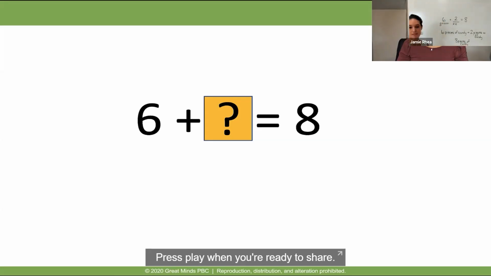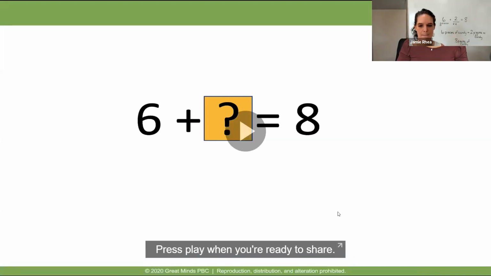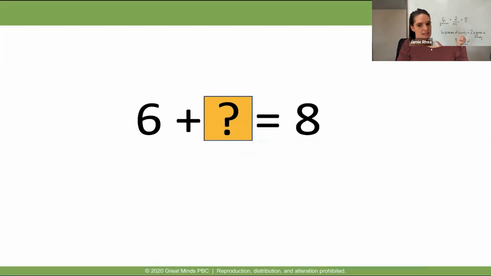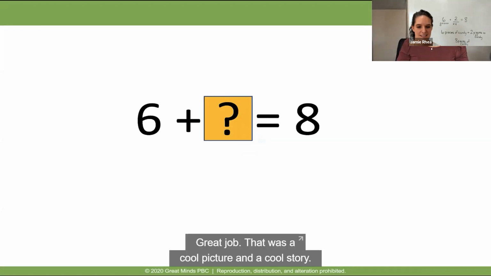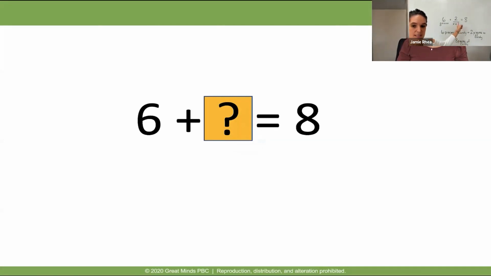Now, you may have come up with a totally different story, and that's fine. Whatever story you want to work with, that's fine. But let's see what Miss Singleton says when we find out what our mystery number is. Let's see if we're right. Share your story with me. We had 6 pieces of candy. My son gave me 2 more pieces of candy, and now I have 8 pieces of candy. Great job. That was a cool picture and a cool story. Don't forget to say the answer and the number sentence. We decided it was 2.